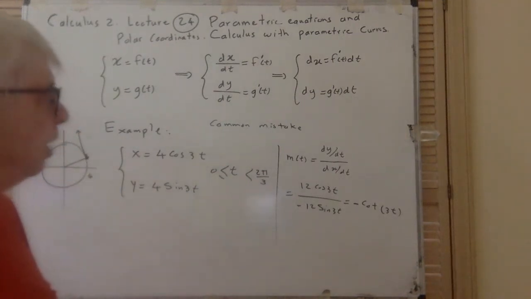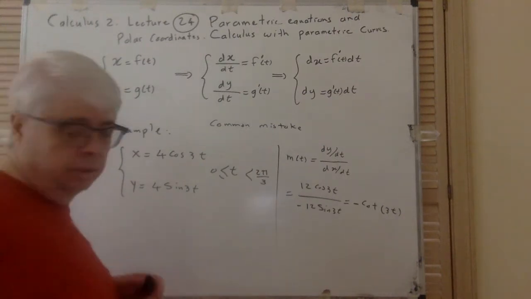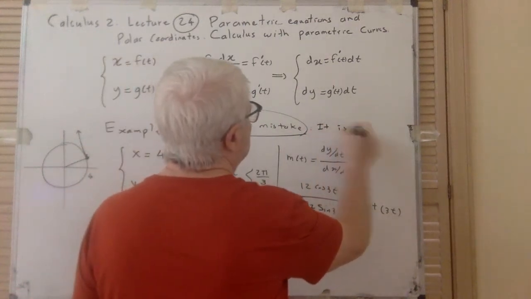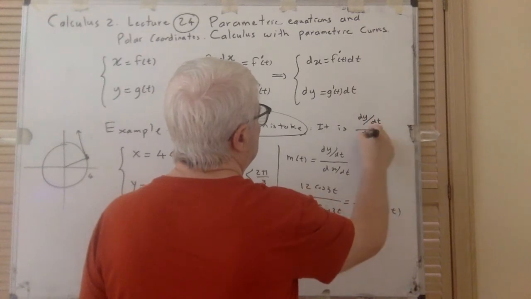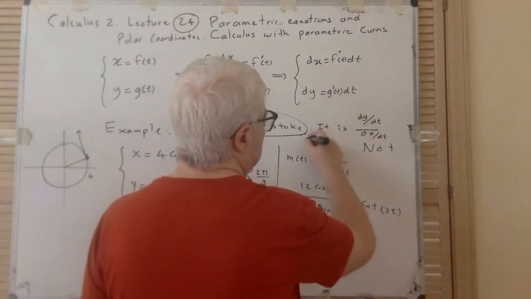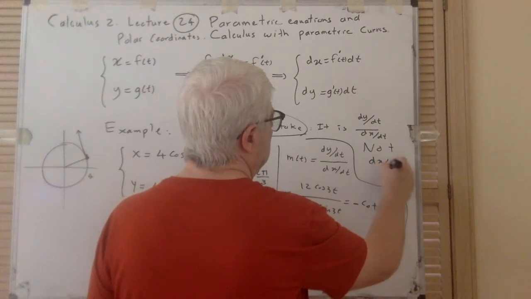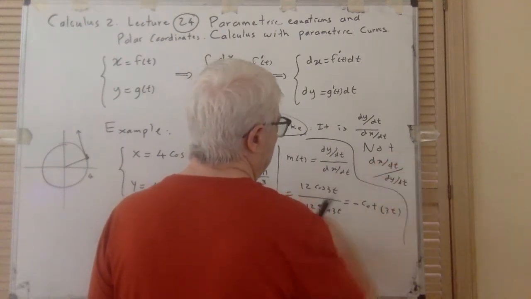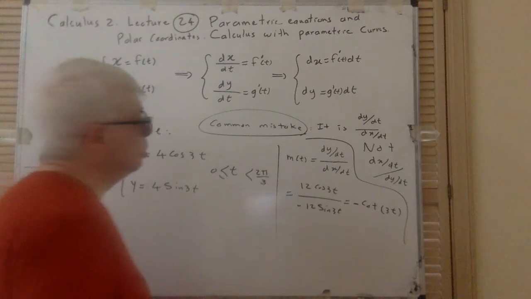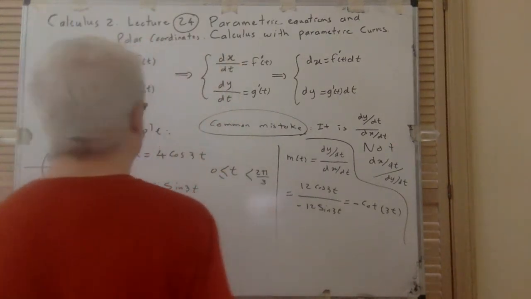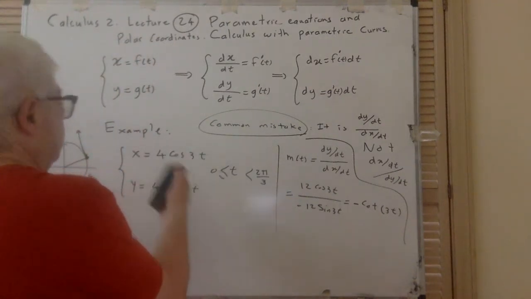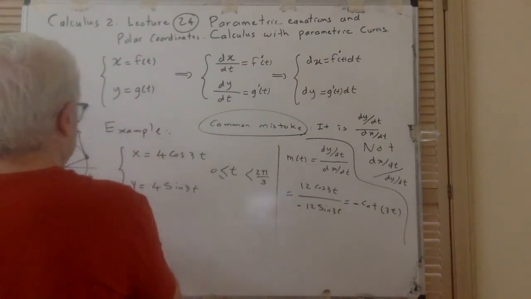Okay, so now if I ask, so what was the common mistake? The common mistake was it is dy dt over dx dt, not dx dt over dy dt, which I wrote first. So don't make that mistake, and you saw that I made that mistake, so everybody is prone to this common mistake. Because it's the first one, I just look at this thing and say, oh, that's, no, it is derivative of this one divided by derivative of this one.